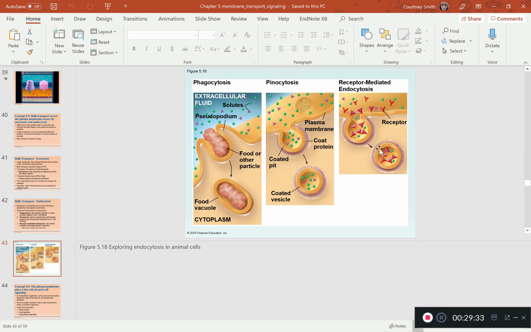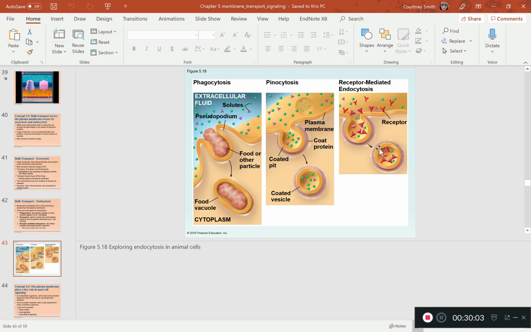And a lot of times it's like food particles or it's nutrients of some sort, a lot of times with phagocytosis. Now, pinocytosis is very similar. It's a little bit on a smaller scale. And then also with the pinocytosis, it will also suck up the liquid in the surrounding area where it makes its vesicle.